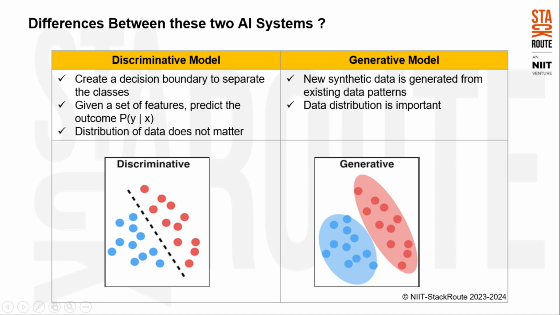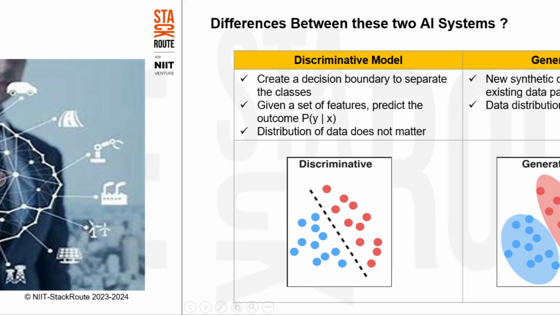The generated data should have, or will have, the same distribution as my original data. So that is a difference between a discriminative model and a generative model.